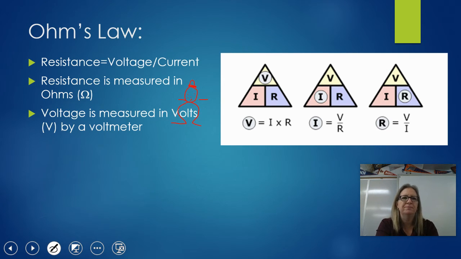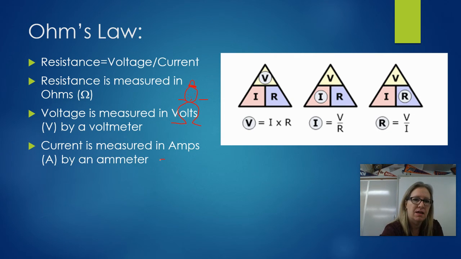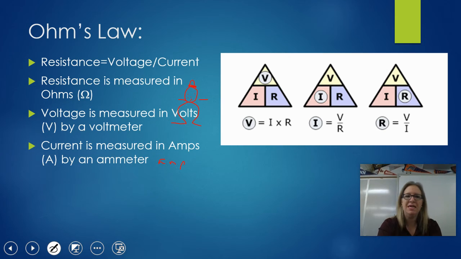Voltage is measured in volts, and we just use a V for that. And you can use an instrument known as a voltmeter for that. Some of you guys might have one in your garage even. You can ask your parents about that. And then current is measured in amps, and we can just use an A or a lowercase amp, A-M-P as a label for current, okay?